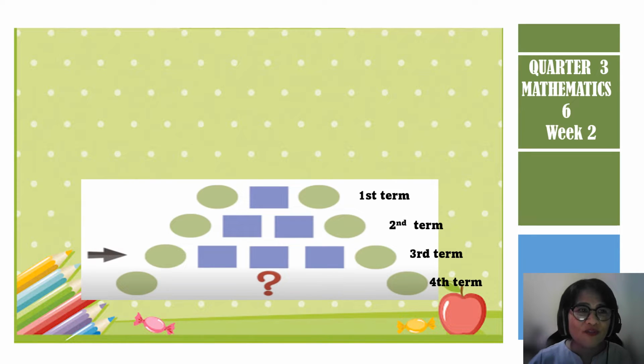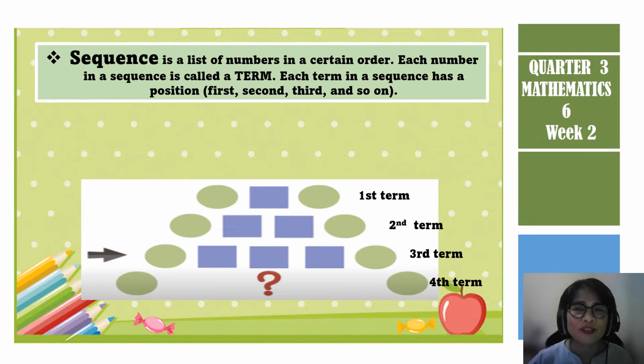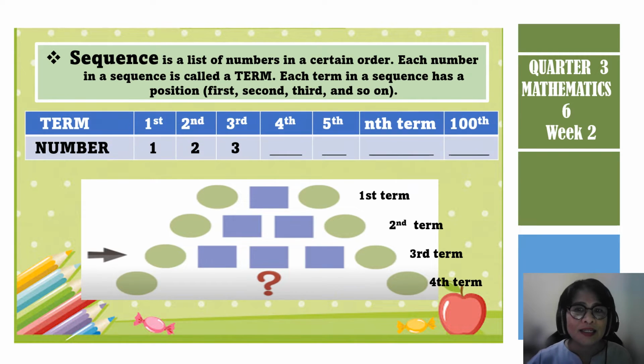Now, before we discuss the table, let us talk about the sequence. A sequence is a list of numbers in a certain order. It can be increasing order or decreasing order. It can also be repeating numbers or non-repeating numbers. Each number in a sequence is called a term. Each term has a position.